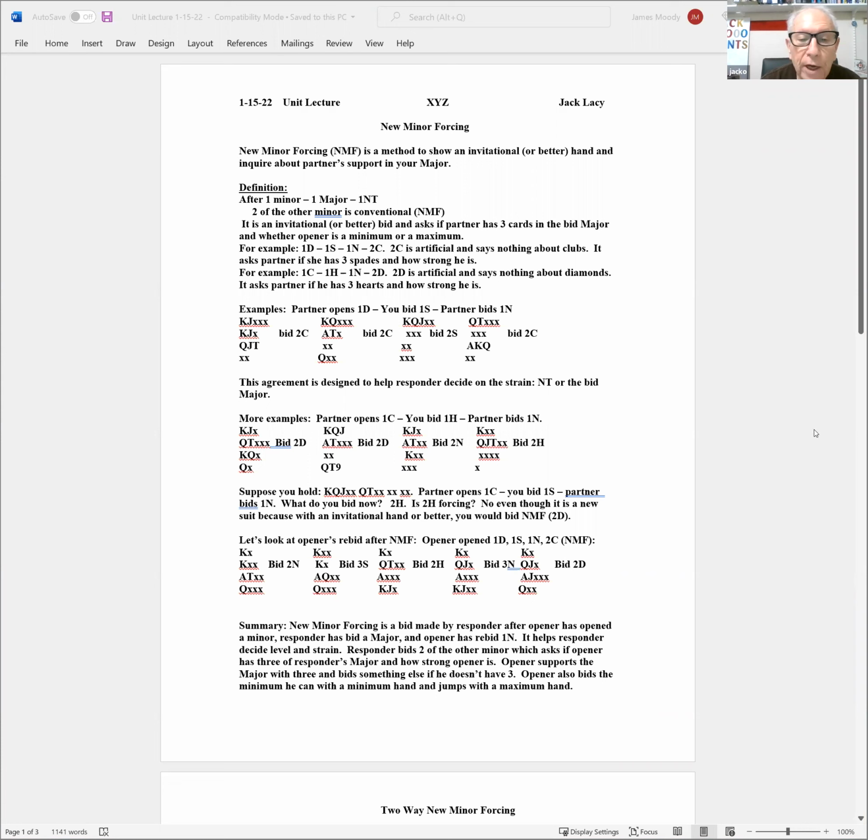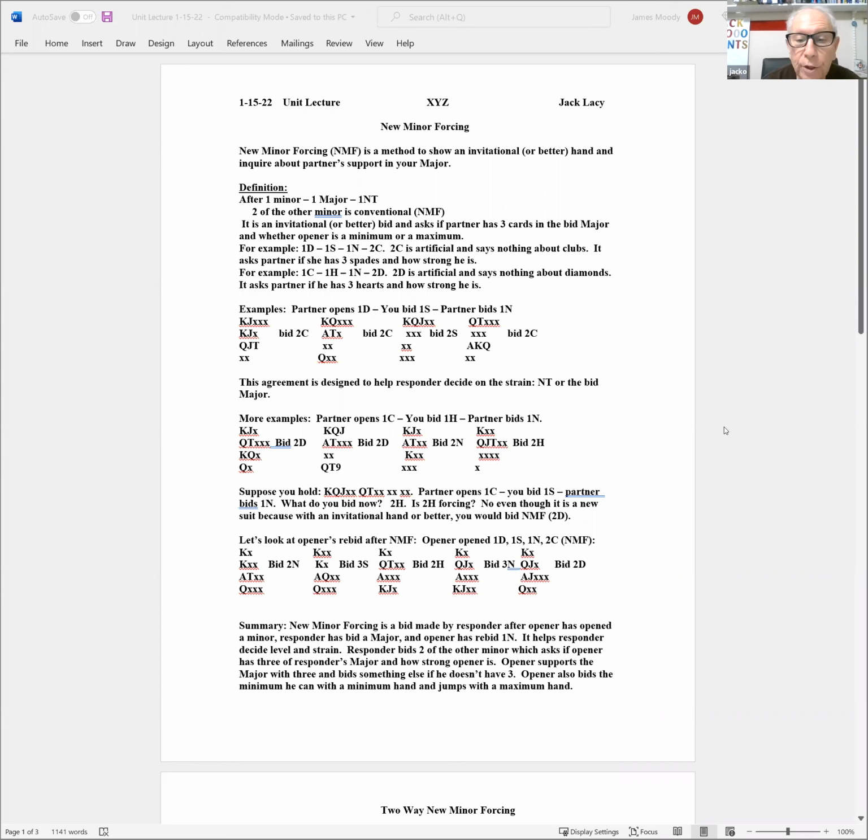All right, now this is kind of an interesting thing. Suppose you have 5 spades and 4 hearts, and not enough to get to game. Partner opens a club, you bid a spade, and partner bids a no trump. What do you bid now? 2 hearts, so you don't miss your 4-4 heart fit.